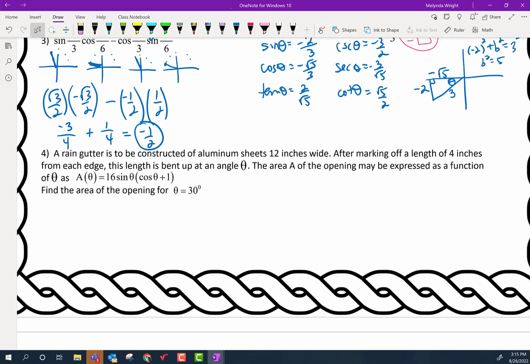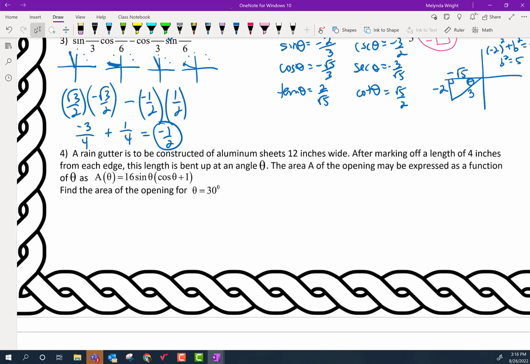So we have a rain gutter to be constructed of aluminum sheets 12 inches wide. After marking off a length of 4 inches from each side, the length is bent up at an angle of theta. Okay, so let me just say, this is a similar start to a calculus problem. We need to understand the mechanics of it.